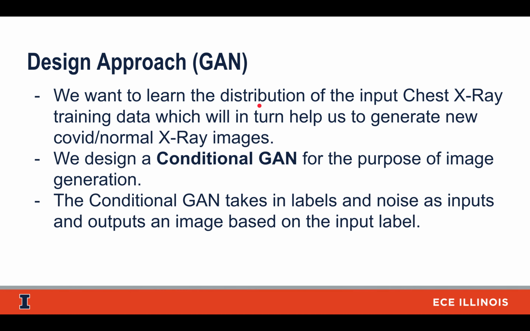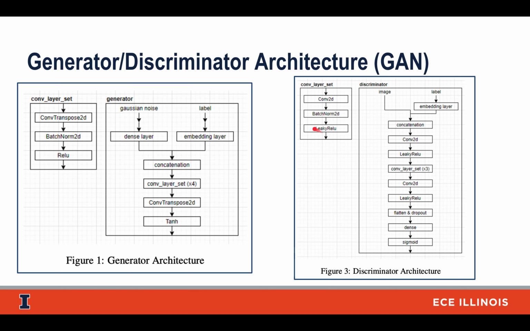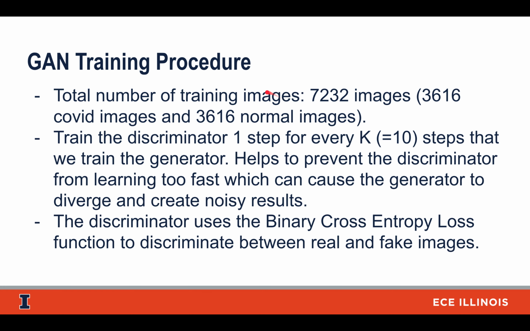So for the design of our GAN, we want to learn the distribution of the input chest X-ray training data, which will in turn help us to generate new COVID and normal X-ray images. We design a conditional GAN for the purpose of image generation. The conditional GAN takes in labels and noise as inputs and outputs an image based on the input label. This slide contains the generator architecture on the left and the discriminator architecture on the right. More detailed information about the GAN architecture has been included in our paper.